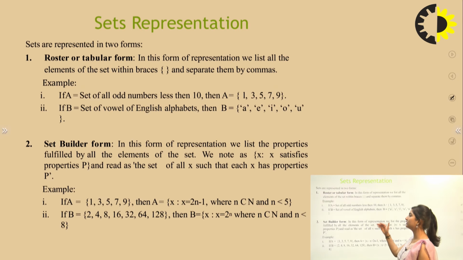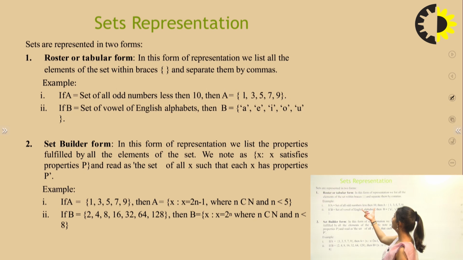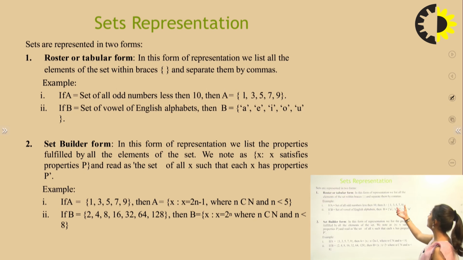Now, set representation. So there are two forms to represent a set: roster or tabular form and set builder form. Roster or tabular form means inside the curly bracket, we write the elements separated by the comma. Set builder form means we write it in the form of an expression. So roster or tabular form, here you list these elements within braces. For example, if A is set of all odd numbers less than 10, so A is 1, 3, 5, 7, 9.